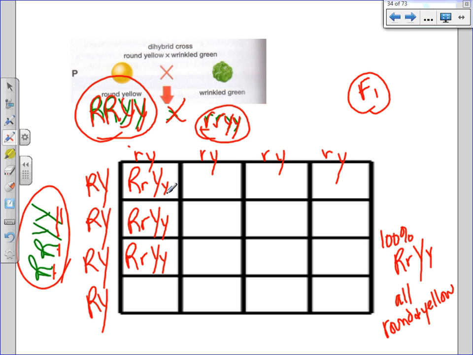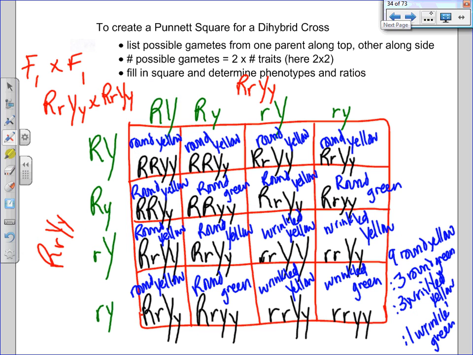Since you have the dominant allele for each trait, they are going to show both dominant traits. All the offspring have the same genotype, so 100% are heterozygous dominant for both. And all of them show both dominant traits. They're all round and yellow. And this is what he found when he repeated it over and over and over.